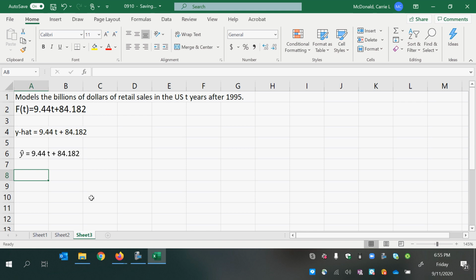So when we have t equals a certain number, we're going to plug it in, replace the t in the linear regression equation, and just simplify it to find the corresponding number of sales. So now what is t? Well, we know that we want to estimate the sales in 2015.